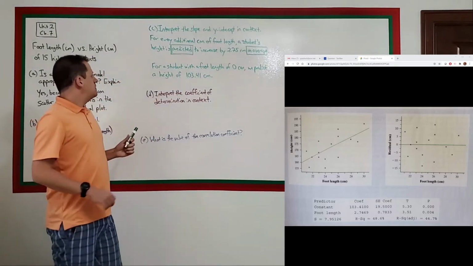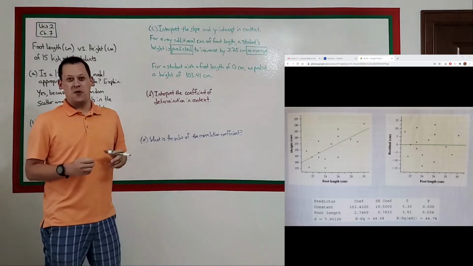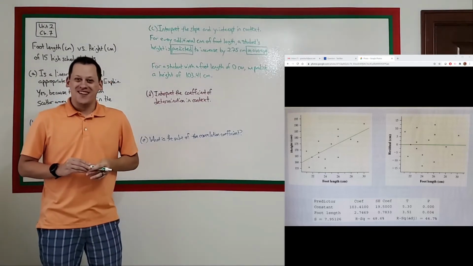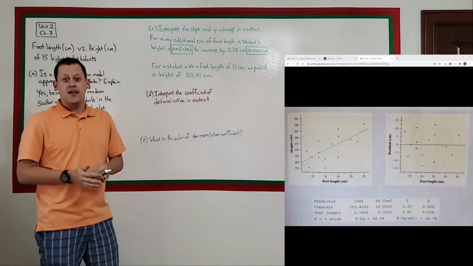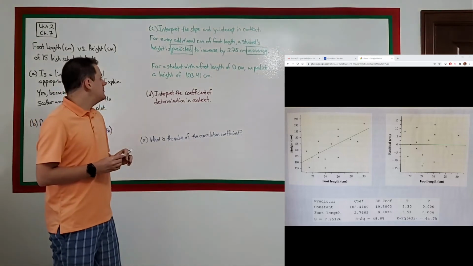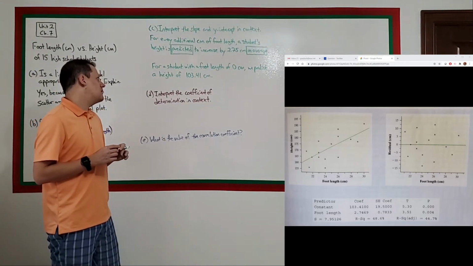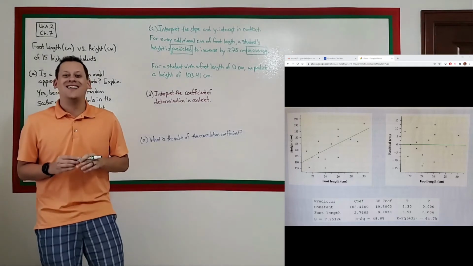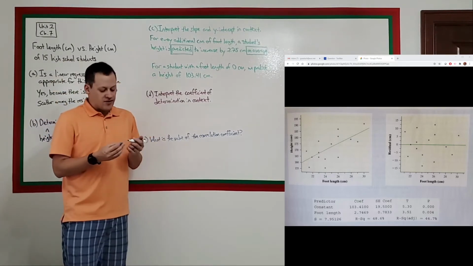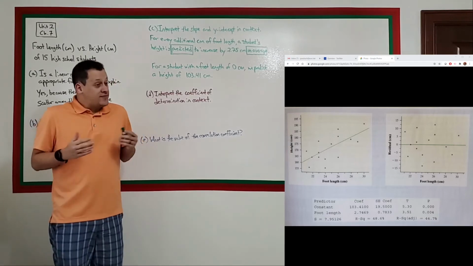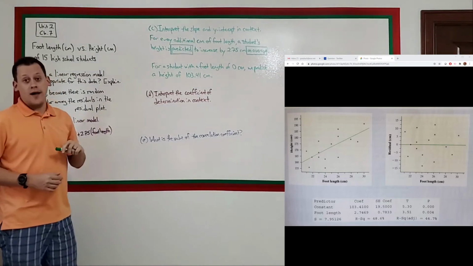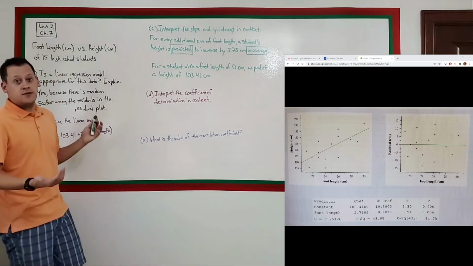For the y-intercept, for a student with a foot length of 0 centimeters, we predict a height of 103.41 centimeters. So it turns out if your feet have no length, you are predicted to be a little over a meter tall. Does that make sense? No, obviously not, right? But that is the interpretation of the y-intercept. When x is 0, what do we predict y to be? Well, it's going to be the y-intercept.